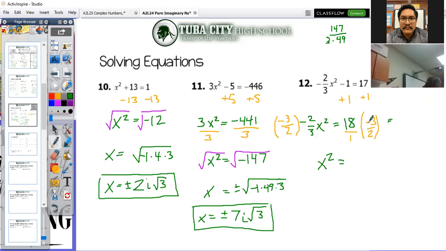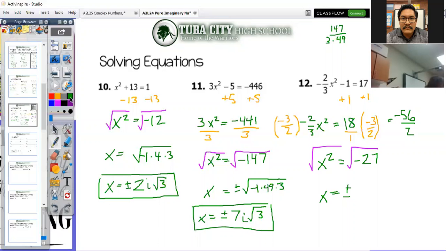All right, I'm going to multiply this out, 18 times 3, and that is 56/2. But it's also going to be negative as well. And 56 divided by 2 is going to be 27. Root both sides here. X equals, we don't have the square anymore, positive and negative, and I'm going to have to do a little bit of factoring on 27.